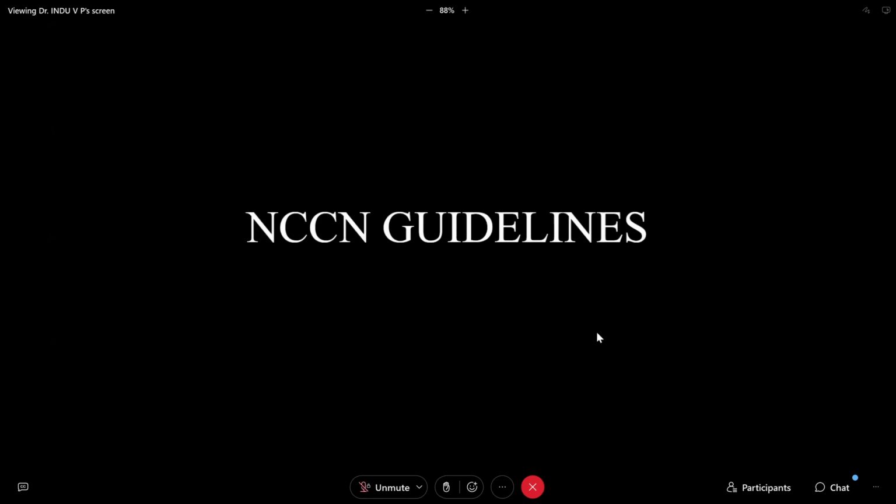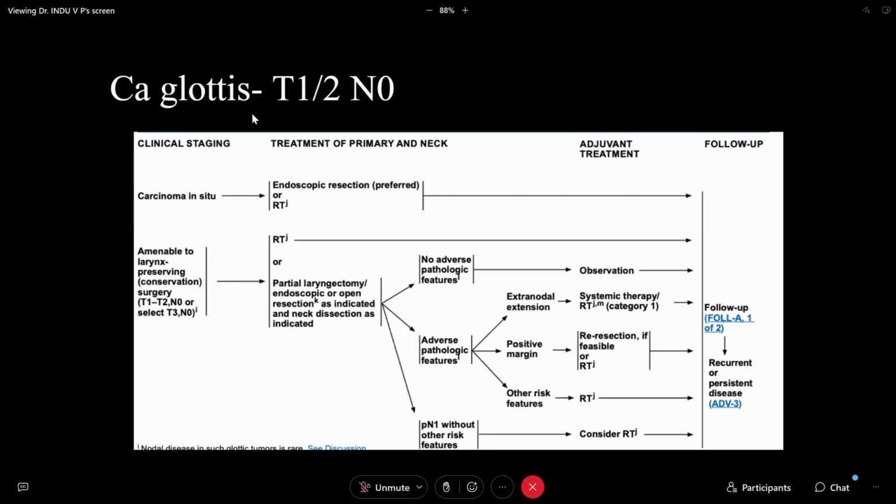Before going into the treatment, we can just see what the NCCN says. So carcinoma glottis T1, T2, N0, those carcinoma in situ cases, we can go for an endoscopic resection. The preferred modality is endoscopic resection.